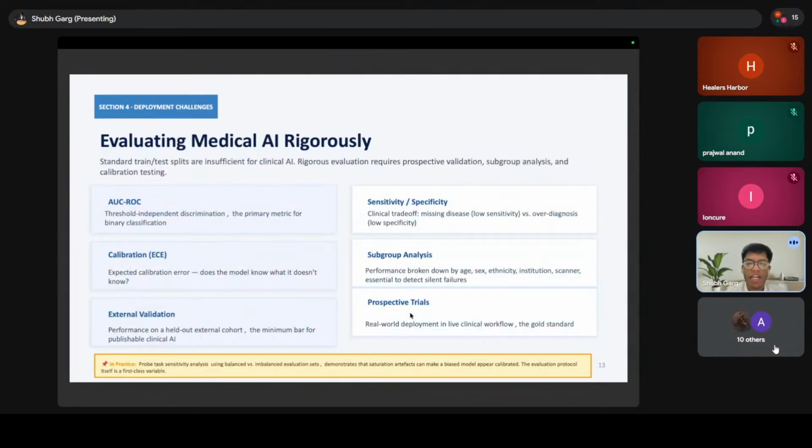Next is evaluating AI model accuracy. First is the AUROC score, which tells us about the starting point for binary classification. It measures how well the positive and negative classes are separated. Second, sensitivity and specificity encode the clinical trade-off. Sensitivity is how many true cases the model catches; it reflects the miss rate. Specificity is how many negatives the model correctly rules out; it reflects the false alarm rate.